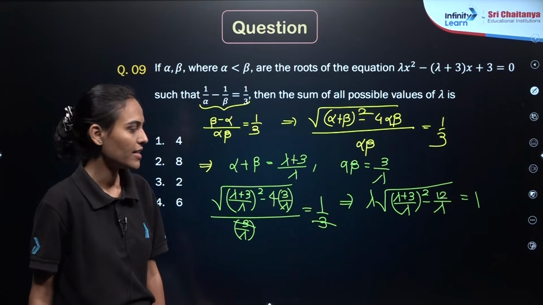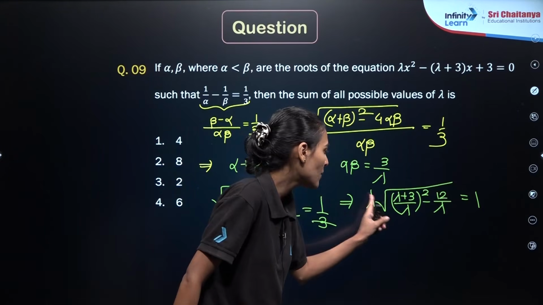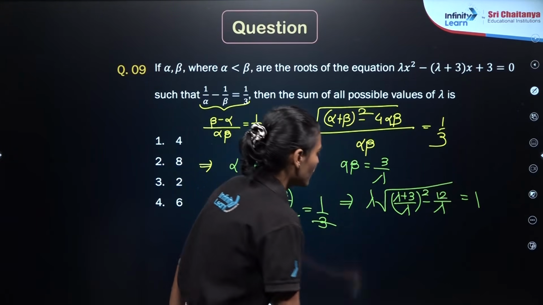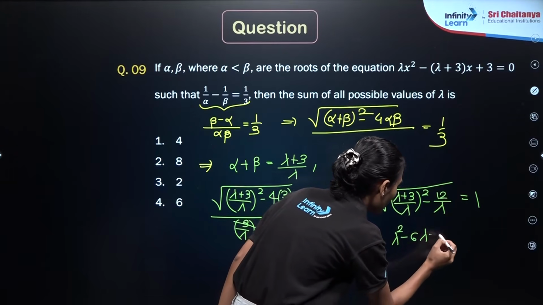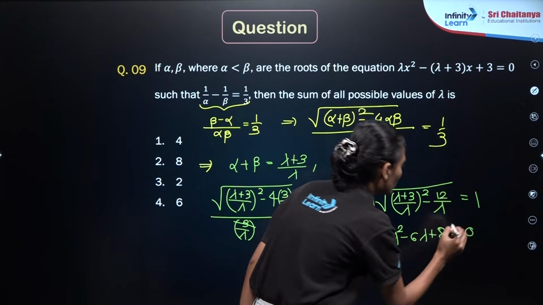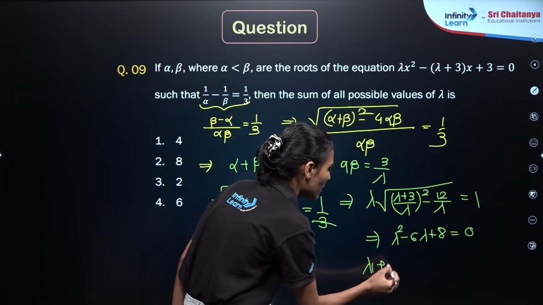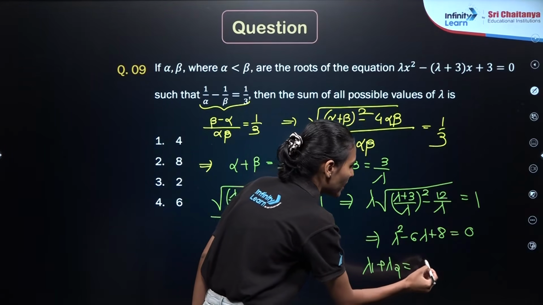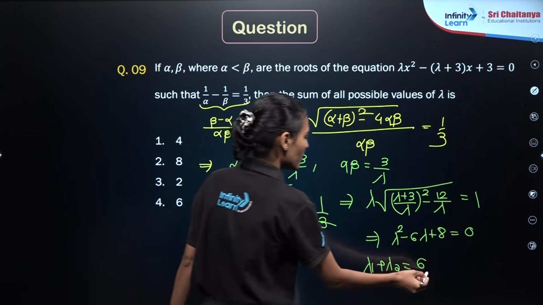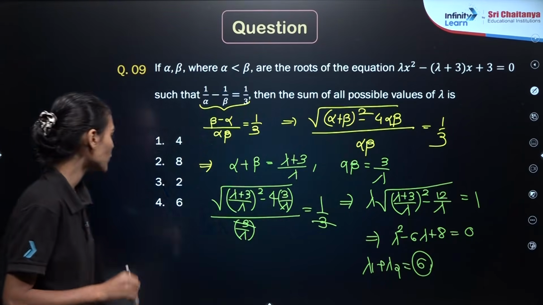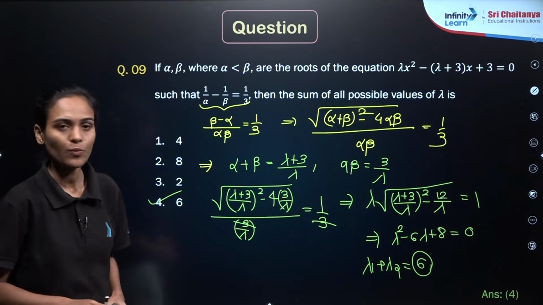Squaring on both the sides, students, you will get a quadratic equation because this lambda will cut, and you will get it as lambda square minus 6 lambda plus 8 equals 0. So from here, what is the sum of possible values of lambda? 2 roots you will get, and the sum will be minus of minus 6 upon 1, which is plus 6. So the answer will be 6. So here you have option 4 as the correct answer. In this way you can try these types of questions.